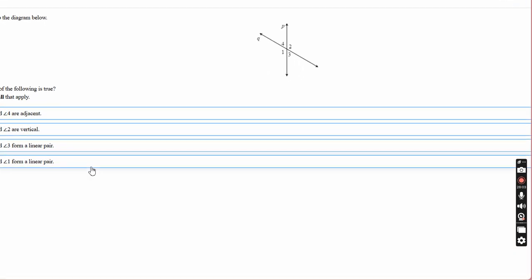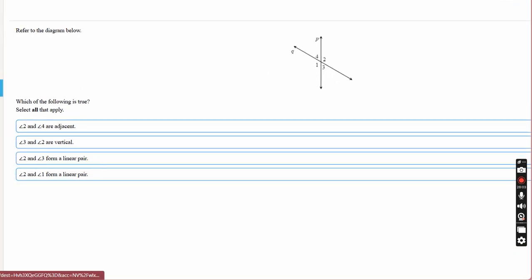Okay, now this one, which of the following is true? Select all that apply. So you can see that now 2 and 4 are adjacent. They're saying 2 and 4 are adjacent. So that is true because remember, what does adjacent mean? They are rays that are opposite, right? And then they have one line that they're shading and the other line is also opposite. So they are adjacent. Let's choose that as our answer.